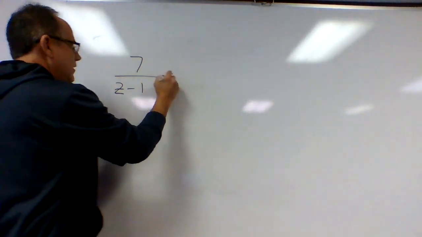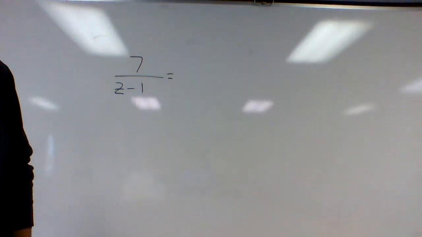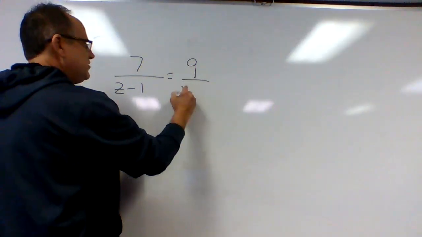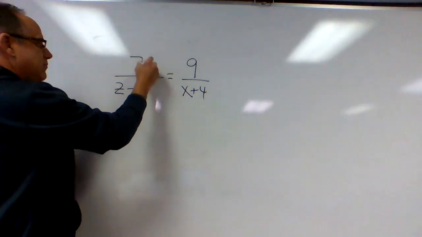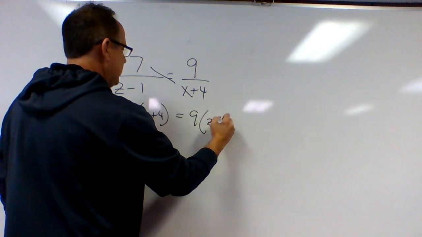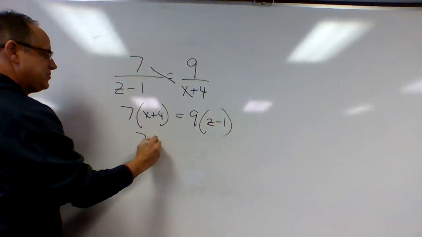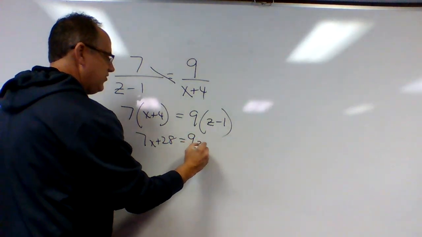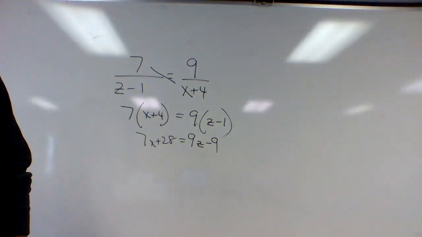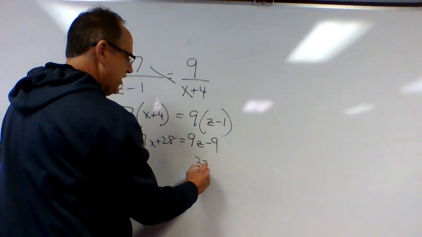And one last one. Here we have binomials on both sides, and we do the same thing. x plus 4. We're going to multiply the extremes. 7x plus 28 equals 9z minus 9. And you can simplify that, do your algebra to get your answer, which would have been 37 over 2.